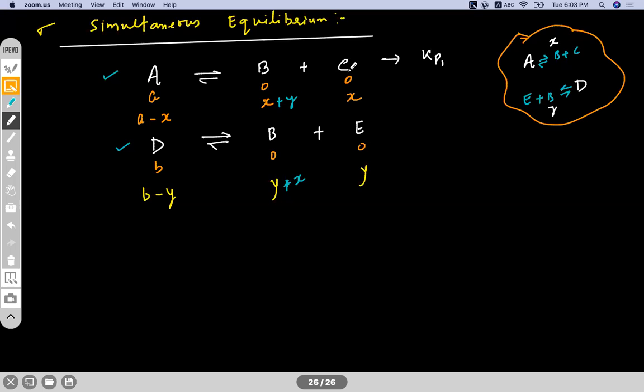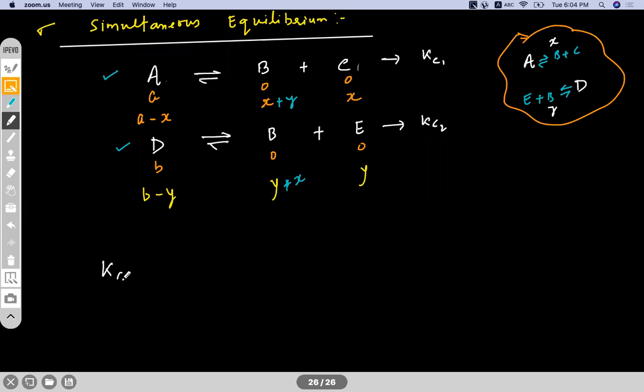KP1. So I'm assuming this is gas. This is solid, this is solid, this is gas, and this is gas. Or I'll write down the general expression and I'll tell you what happens here. Let me write down the general expression only. If gas, then we'll take the pressure. That's simple. KC1, right, and KC2.